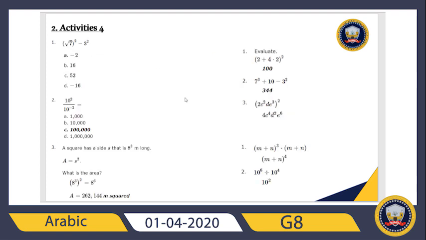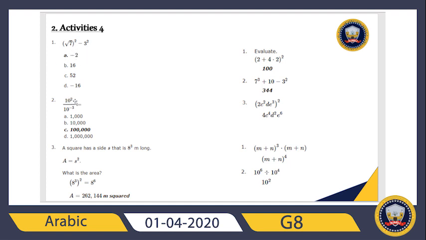Okay, square root of 7 to the power of 2 minus 3 to the power of 2. How can we simplify this expression? You remember that we said that square root cancels out with the square. So this one simplifies to 7. This is 3 to the power of 2, that is 9. So it is 7 minus 9, which is minus 2. So A is the right answer.